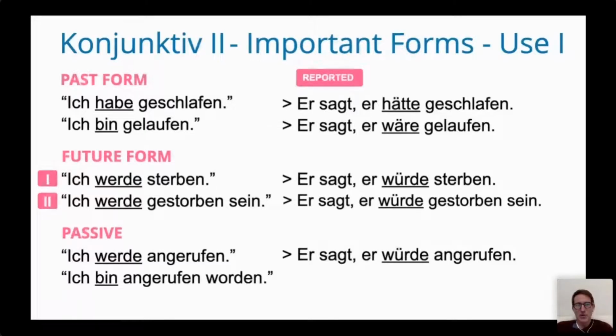Sagt, würde angerufen. And ich bin angerufen worden. So there's a passive past form. Beautiful, by the way. Beautiful stuff. Each of these points is beautiful. But of course not all at once. So sagt, wäre angerufen worden.